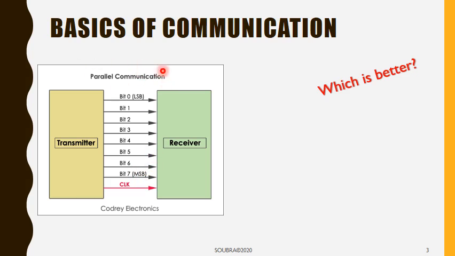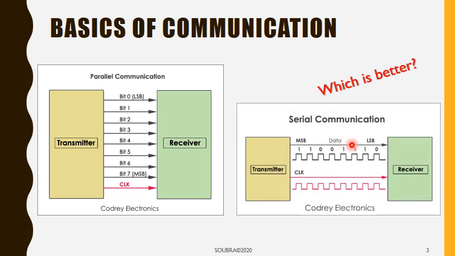What would be the second type of communication? That would be the serial one. Here we've broken down our bytes of data into a bunch of bits sent one after the other using only one wire, in addition in this case to the clock. So on each clock cycle I'm sending only one bit at a time.